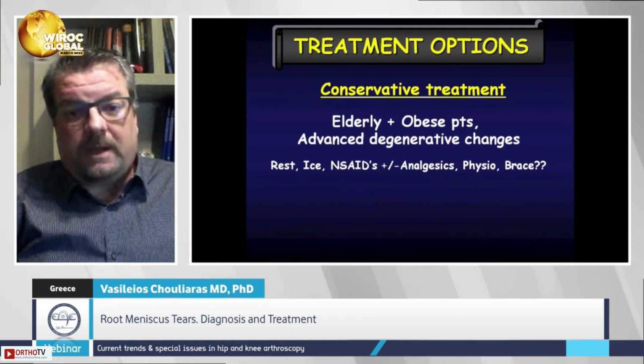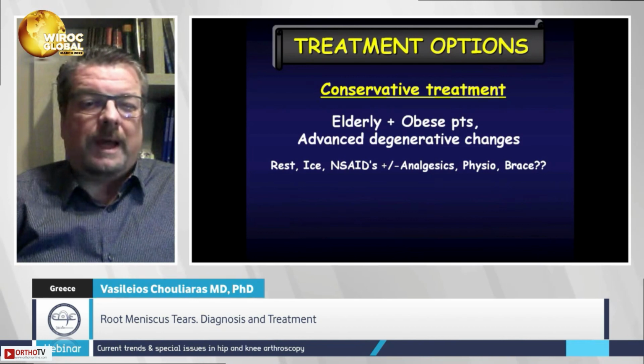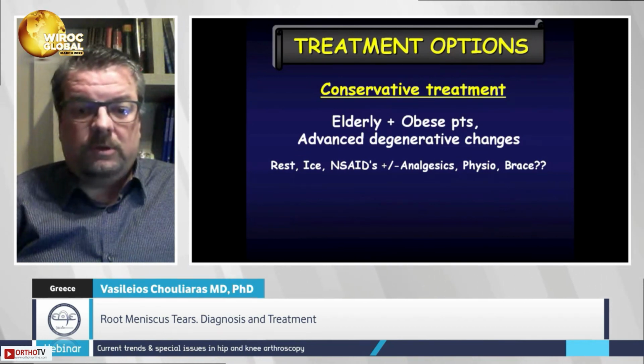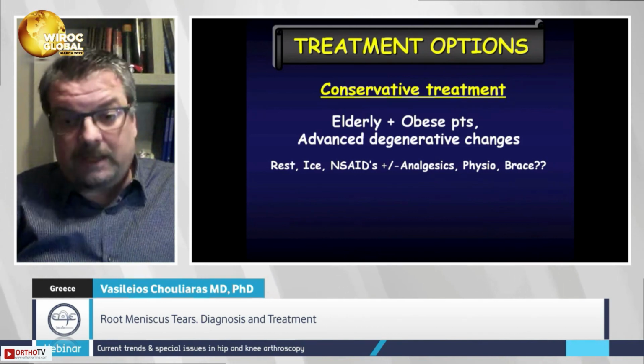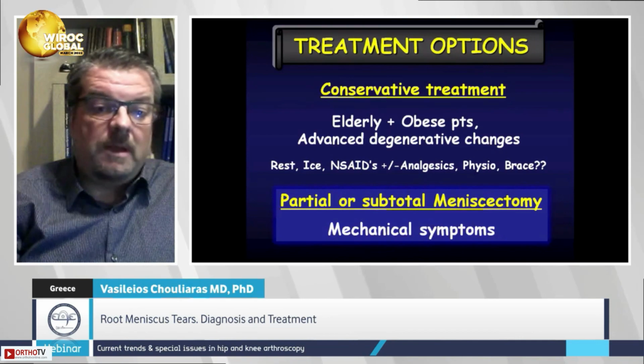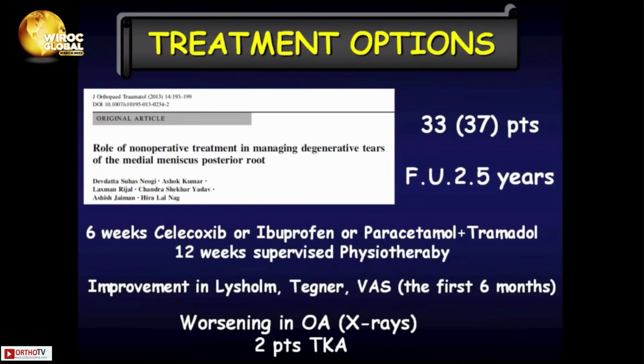The treatment options are conservative treatment, of course, for elderly patients with advanced degenerative changes, with rest, ice, non-steroid anti-inflammatory drugs or analgesics, with physiotherapy, and maybe with brace. And of course, there's partial or subtotal meniscectomy. What about the conservative treatment?